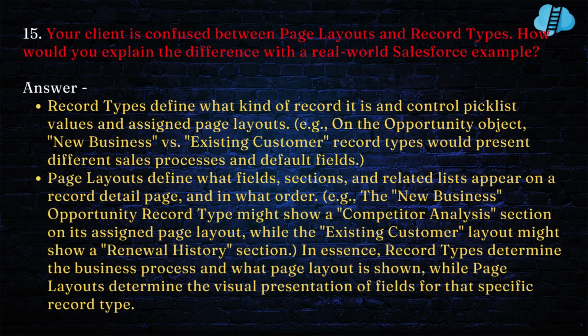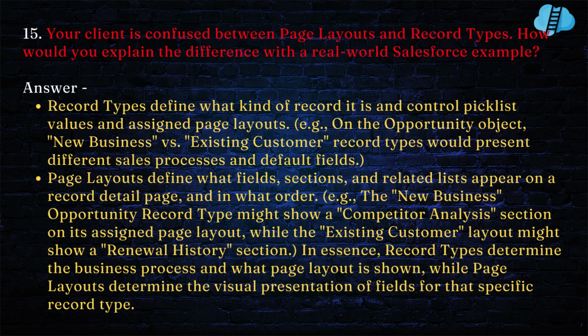15. Your client is confused between page layouts and record types. How would you explain the difference with a real-world Salesforce example? Answer: Record types define what kind of record it is, control picklist values, and assign page layouts. E.g., on the opportunity object, new business versus existing customer record types would present different sales processes and default fields. Page layouts define what fields, sections, and related lists appear on a record detail page, and in what order. E.g., the new business opportunity record type might show a competitor analysis section on its assigned page layout, while the existing customer layout might show a renewal history section.